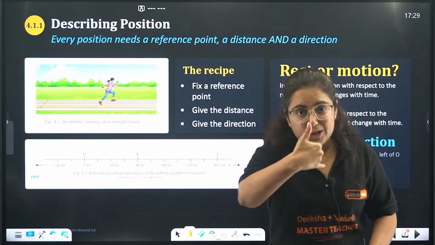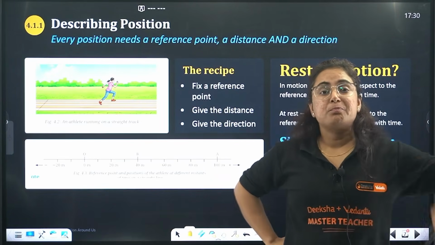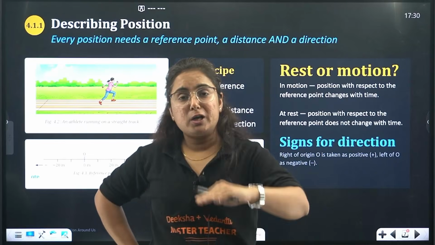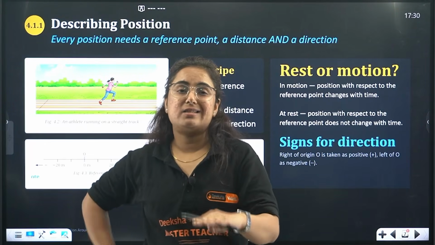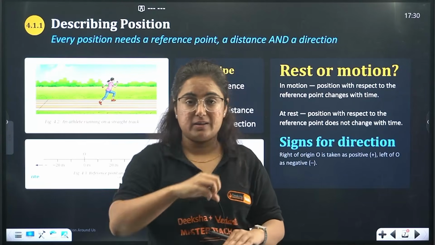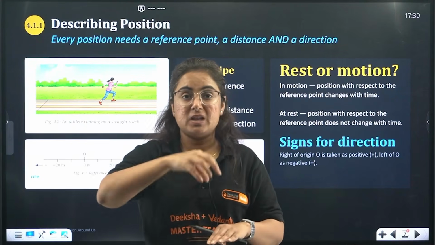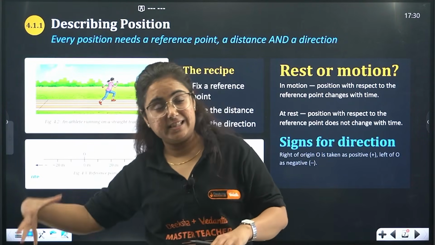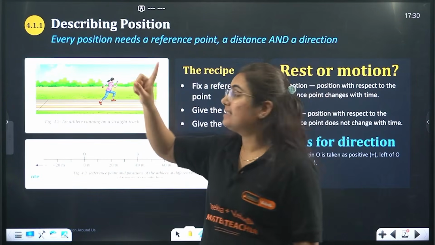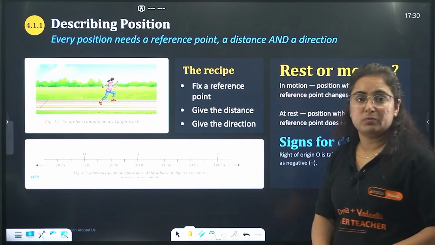There are a lot more concepts to be cleared here, and the first is, beta, to learn more about motion, we need to understand certain points like position, its magnitude, its speed, its acceleration, and a lot more things. We will start with the first point, that is describing position.